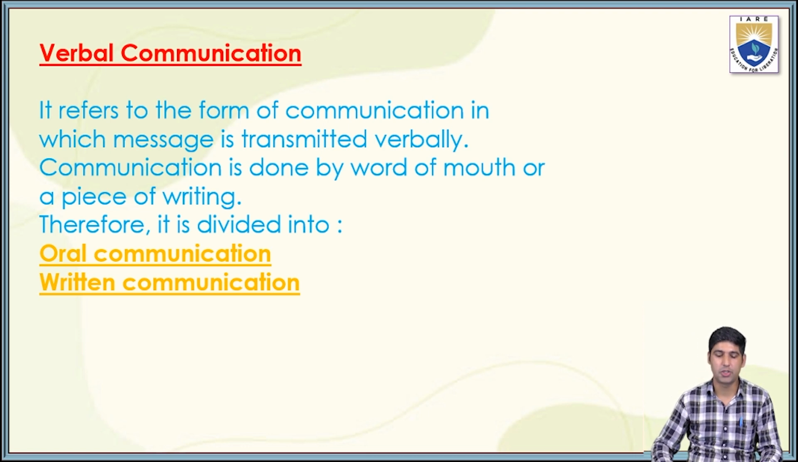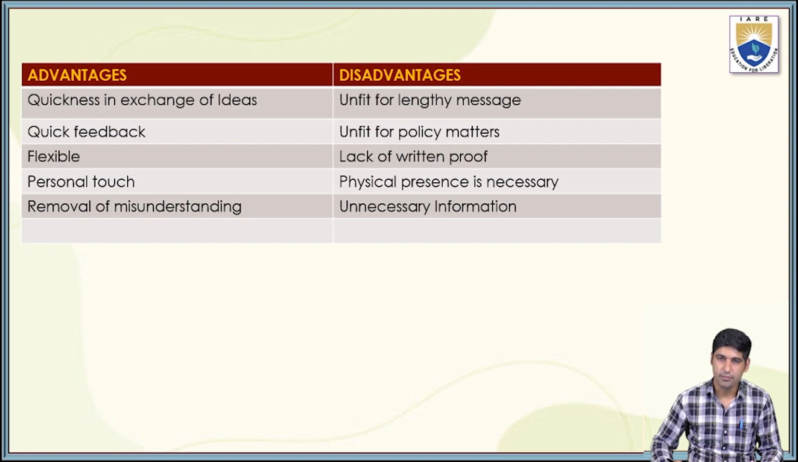So as I told you, in verbal communication we have two types. One is oral communication and the other is written communication. Oral is where we speak, and written is where we write. We write letters, emails, messages; different forms are there. Now this verbal communication has its own advantages and disadvantages.